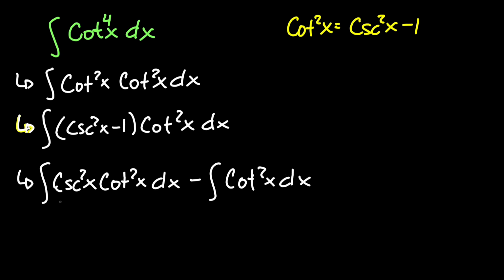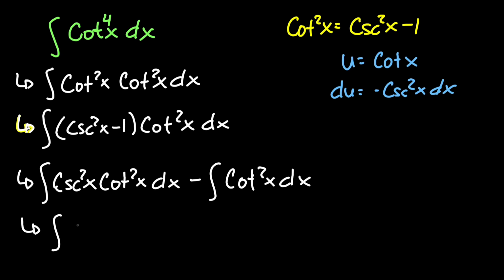And so, let us focus first on this first integral. Let u here be cotangent of x. The derivative of this would be negative cosecant squared of x dx. For simplification, we will just rewrite this. So this can become the integral of cotangent squared of x multiplied by cosecant squared of x dx.